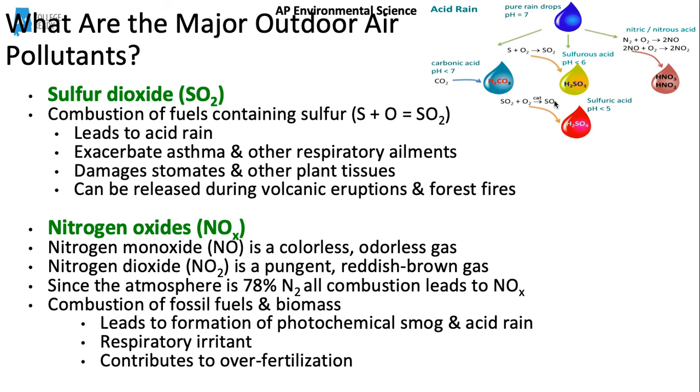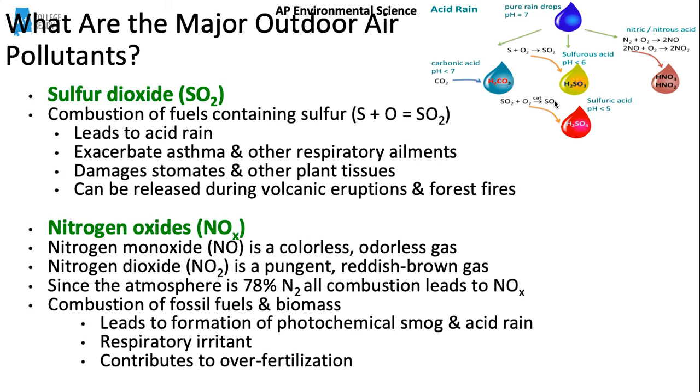Nitrogen oxide is, you've got it in two forms here. You got nitrogen monoxide and nitrogen dioxide. And we know mono means one and di means two, so it's just the number of oxygen molecules that it contains. Nitrogen monoxide is a colorless, odorless gas, while nitrogen dioxide is pungent, reddish-brown gas.